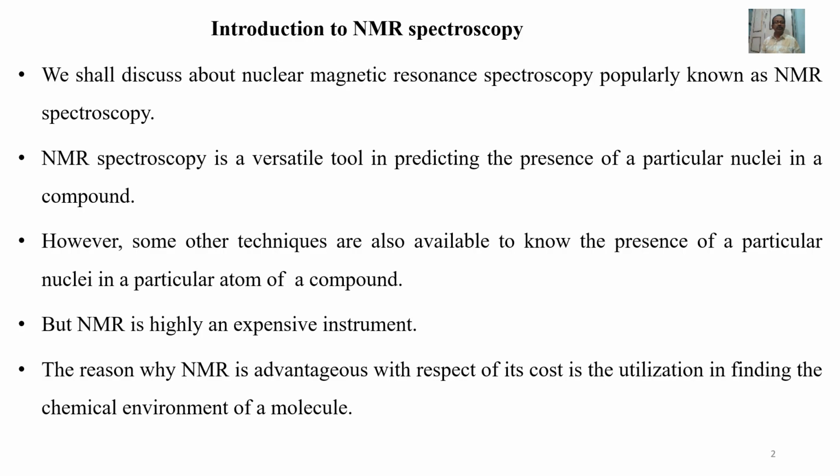We shall discuss nuclear magnetic resonance spectroscopy, popularly known as NMR spectroscopy. NMR is a versatile tool in predicting the presence of a particular nuclei in a compound. However, some other techniques are also available to know the presence of a particular nuclei in a particular atom of a compound. But NMR is an expensive instrument. The reason why NMR is advantageous with respect to its cost is its utilization in finding the chemical environment of a molecule.